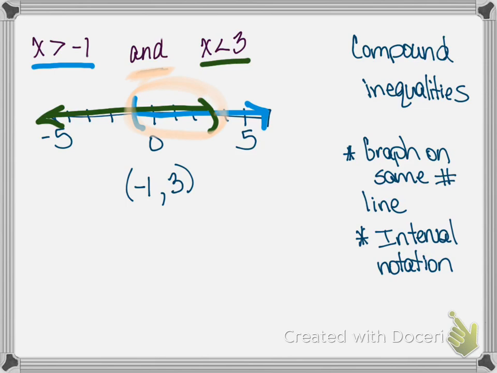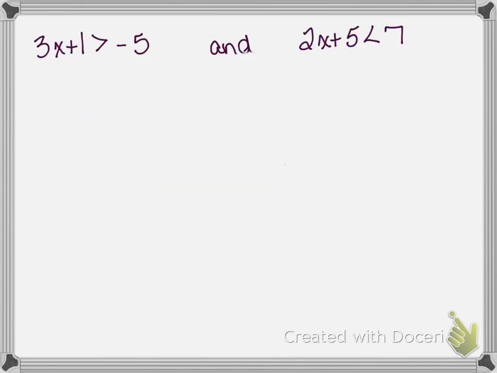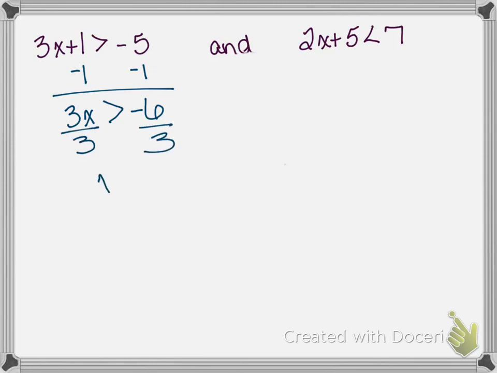Okay? Let's do another one. Here we have two inequalities. They are combined by the word and. So we are going to solve both of them. So my first one, I subtract 1 from both sides. I have 3x is greater than negative 6. Divide both sides by 3. And I'm left with x is greater than negative 2.